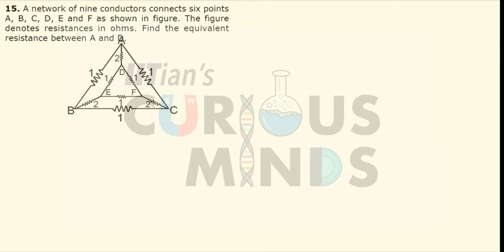A network of 9 conductors connects 6 points A, B, C, D, E and F as shown in the figure. The figure denotes the resistance in ohm. Find the equivalent resistance between A and D. Before I find out the equivalent resistance, let me redraw this diagram.